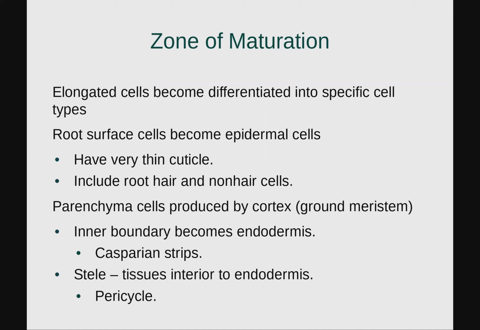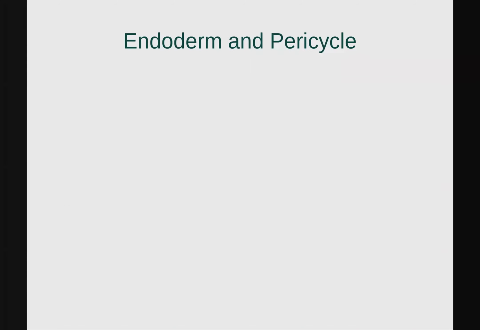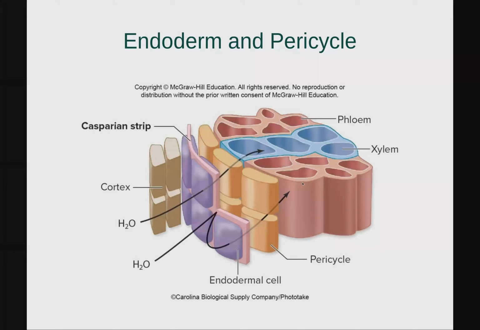Now, the root surface cells become epidermal cells. I'm sorry, epidermal cells, not epidural. It's the wrong word. Means completely different things. But the root surface cells do become these epidermal cells, which have a very thin cuticle layer, include root hairs and non-hair cells. Now, we also have our parenchyma cells in this area, which are produced by the cortex or the ground meristem. And there is an inner boundary, which becomes the endodermis or the Casparian strips. And then we have the stele, which is plant tissue interior to the endodermis and forms what we call the pericycle. So we can actually physically just look at what this looks like.